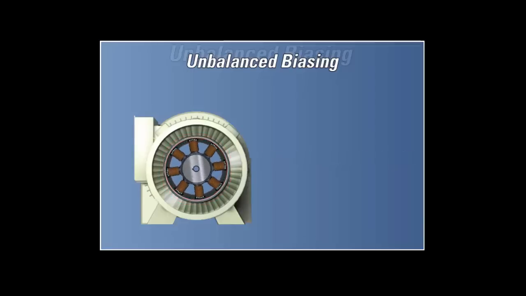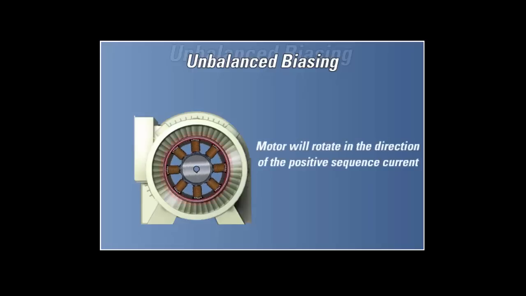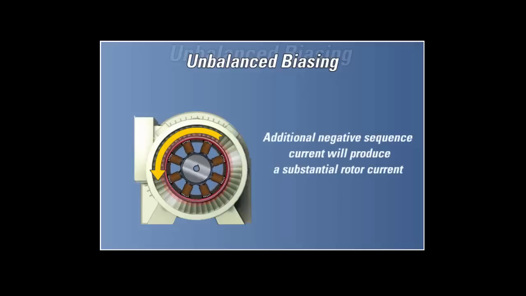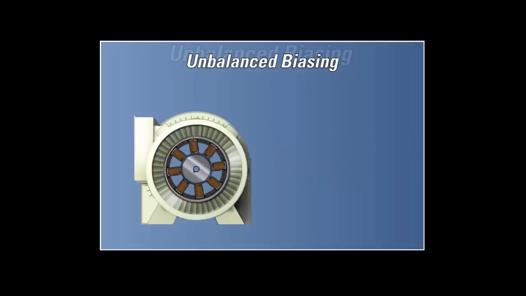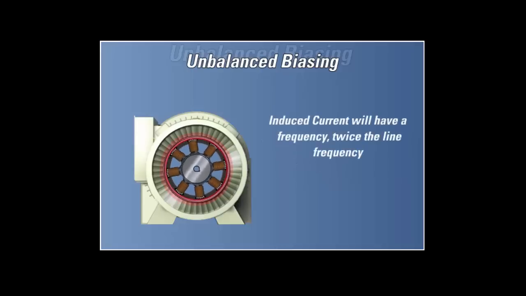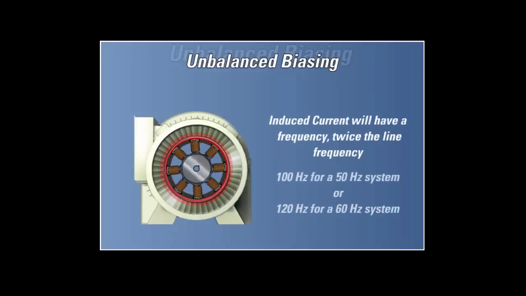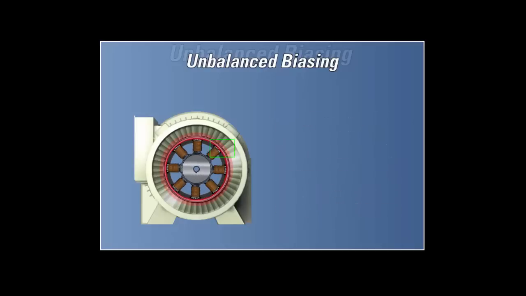When the motor is running, the rotor will rotate in the direction of the positive sequence current at near synchronous speed. Negative sequence current, which has a phase rotation that is opposite to the positive sequence current and hence opposite to the rotor rotation, will generate a rotor voltage that will produce a substantial rotor current. This induced current will have a frequency that is approximately 2 times the line frequency: 100 Hz for a 50 Hz system, or 120 Hz for a 60 Hz system.